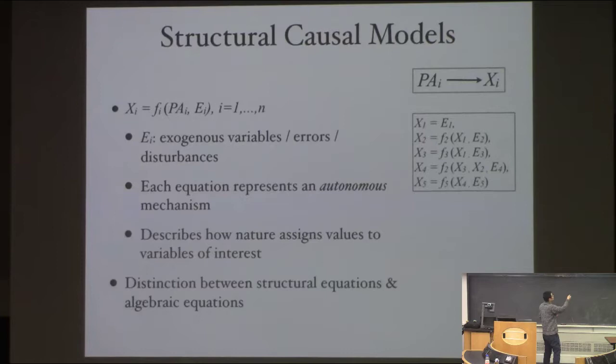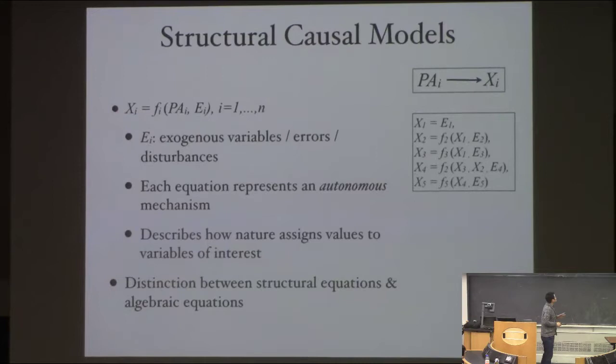Over here, we have an autonomy property. Essentially, it's modularity. You can make a change here, you can make a change there. But when you make a change here, all the other equations will still be the same. There's no reason for other equations to change because of this particular change. This is the modularity or autonomy of a causal system.